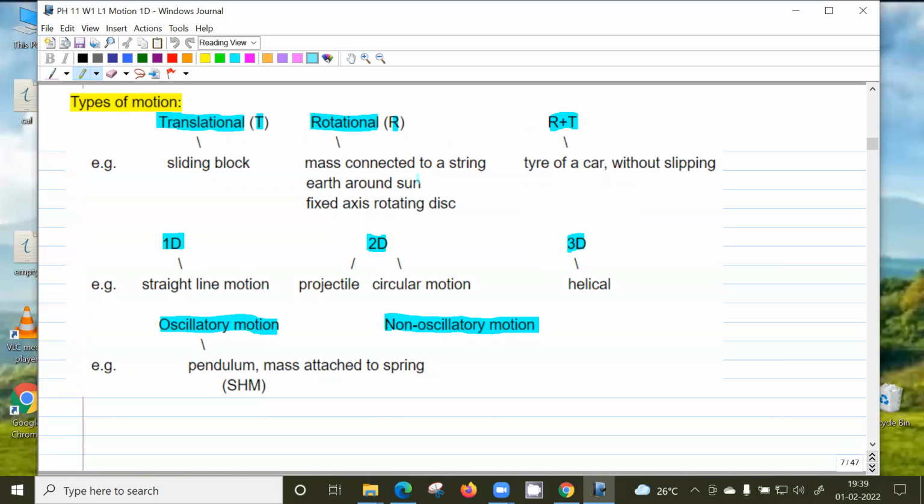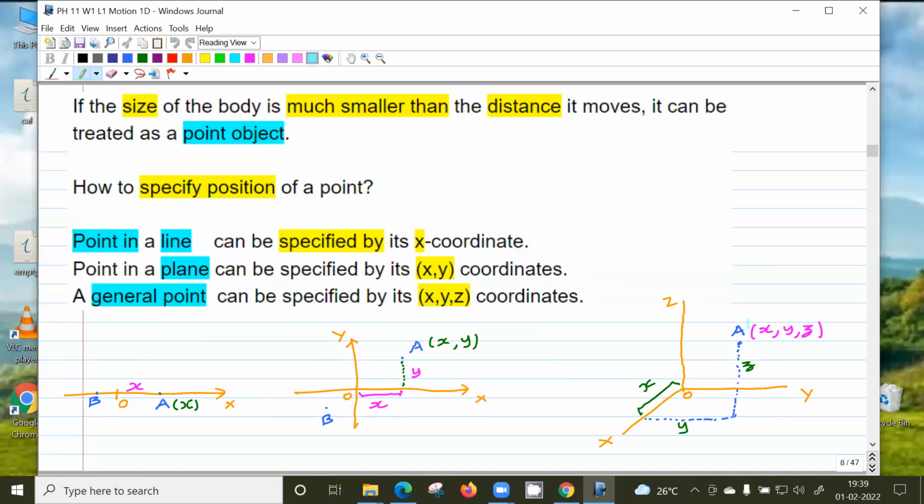And types of motion. Okay, these are all brief. We'll come back to this later. Okay, so what is the difference between this and this, the third one? Third one is plane, sir. Second one? Second one is line. First one? First one is line.